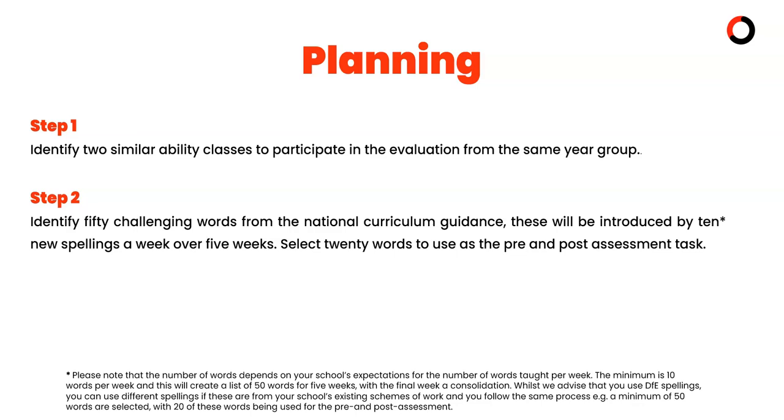Please note that the number of words depends on your school's expectations for the number of words taught per week. The minimum is 10 words per week, and this will create a list of 50 words for 5 weeks, with the final week being a consolidation. Whilst we advise that you use the DFE spellings, you can use different spellings if these are from your school's existing schemes of work and you follow the same process, e.g. a minimum of 50 words are selected, with 20 of these words being used for the pre- and post-assessment task, which will be the same.